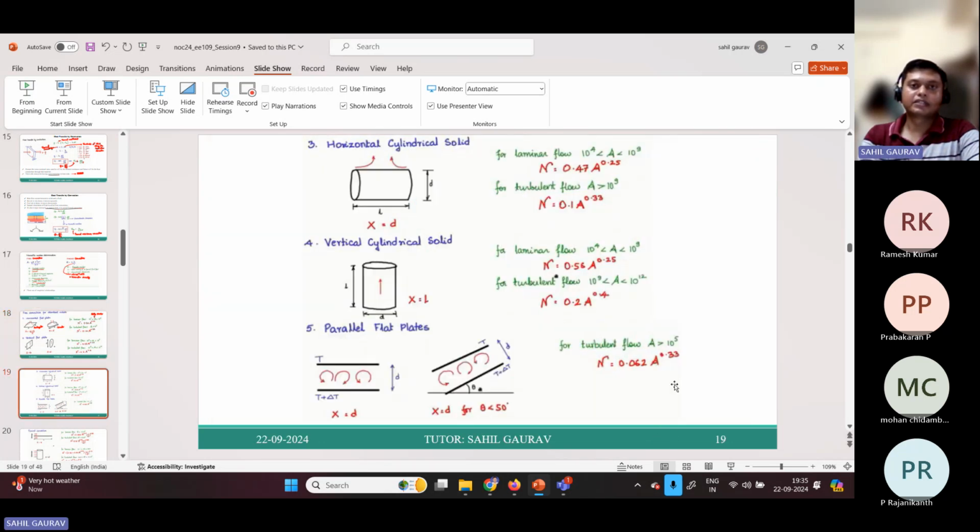Now for the horizontal cylindrical solid, these are the expressions for the Nusselt number and characteristic dimension for laminar flow and turbulent flow, both Nusselt numbers given. For the vertical cylindrical solid also, this Nusselt number expression is given, and for the parallel flat plate, this Nusselt number expression is given.